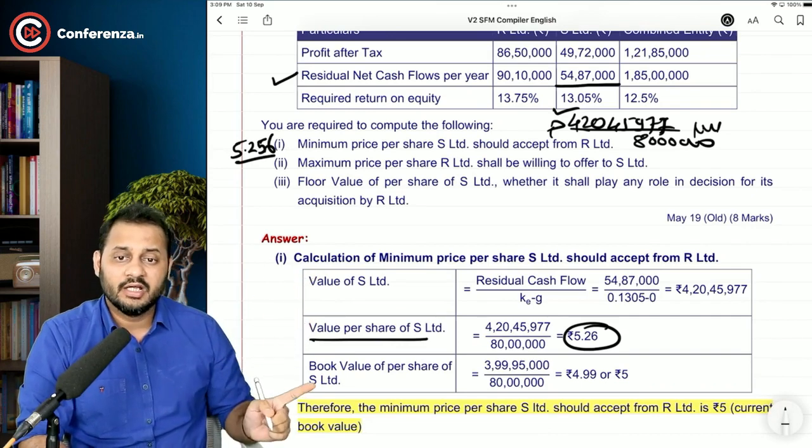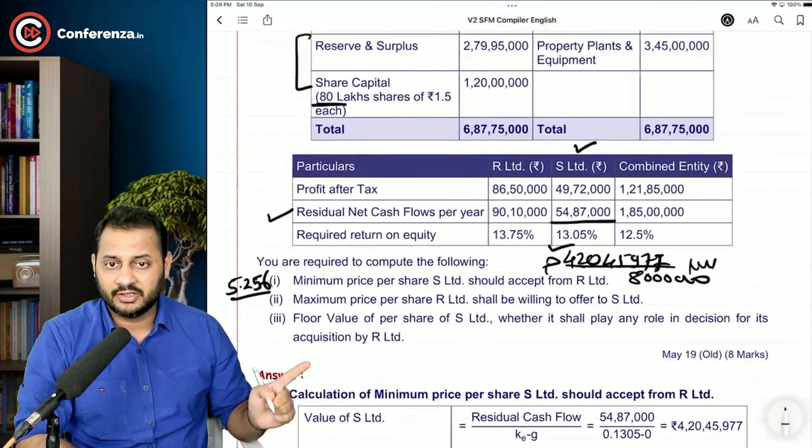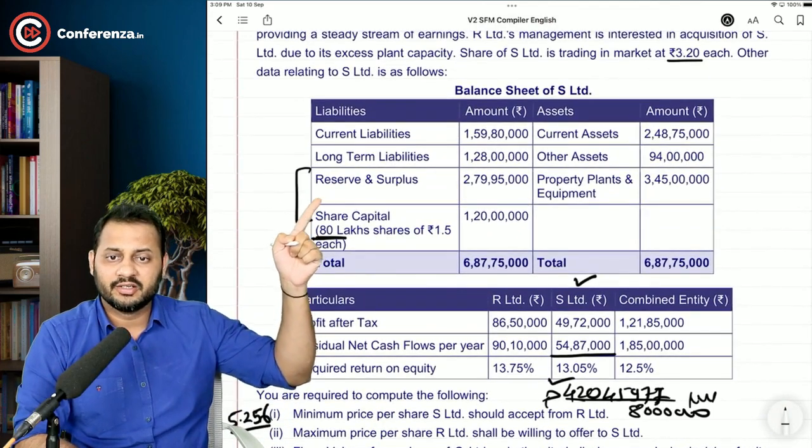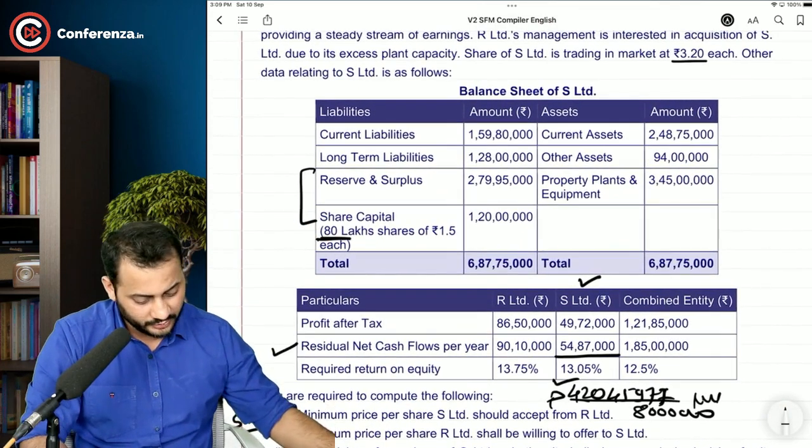But apart from that, we have the book value of the share as well. Book value. How to calculate the book value? Take the reserves and surplus and share capital and do the total of those.